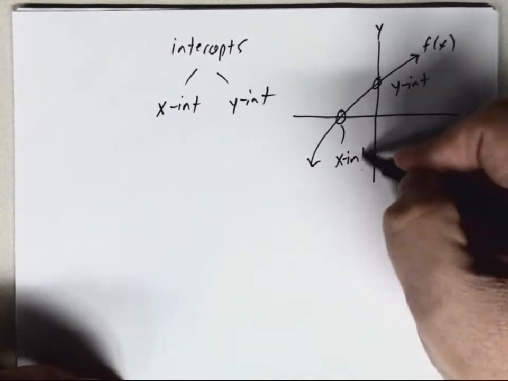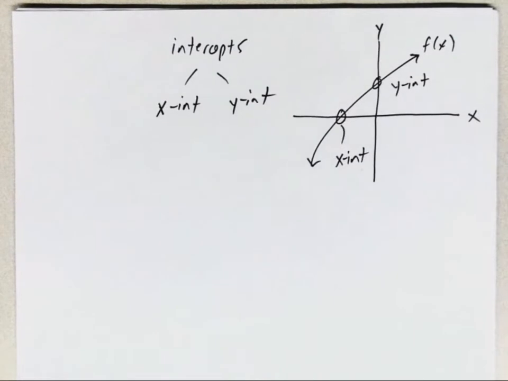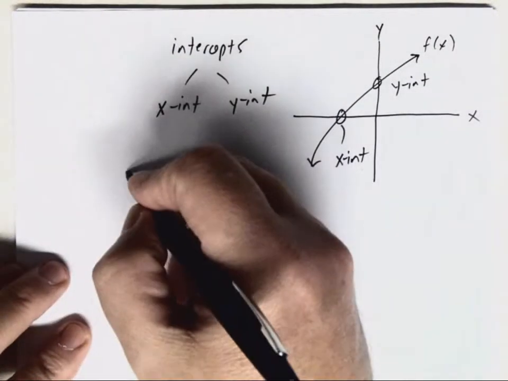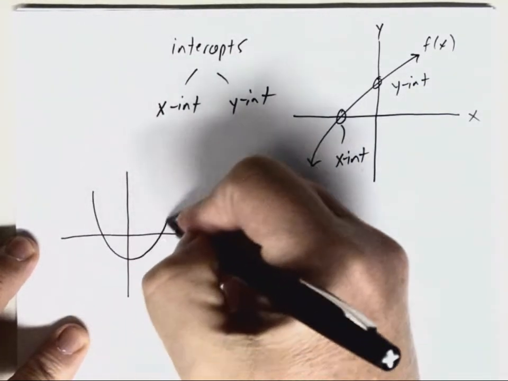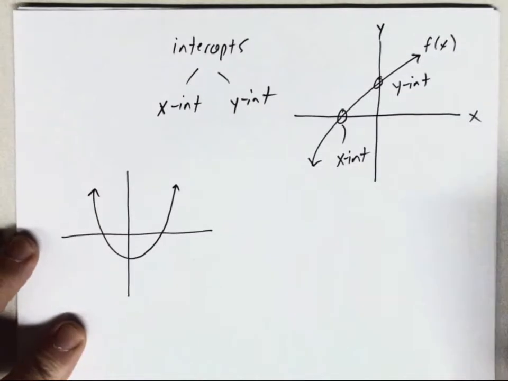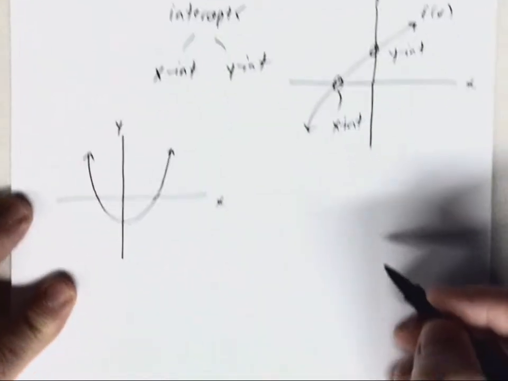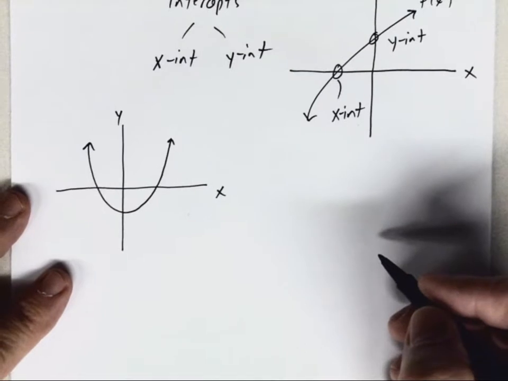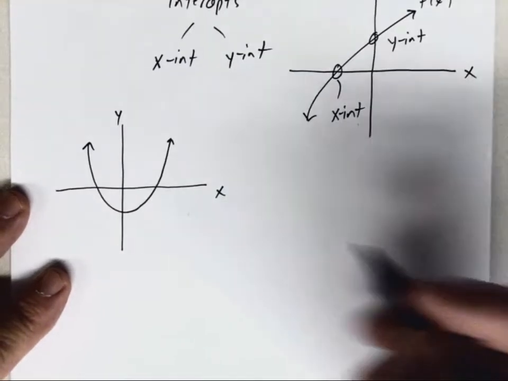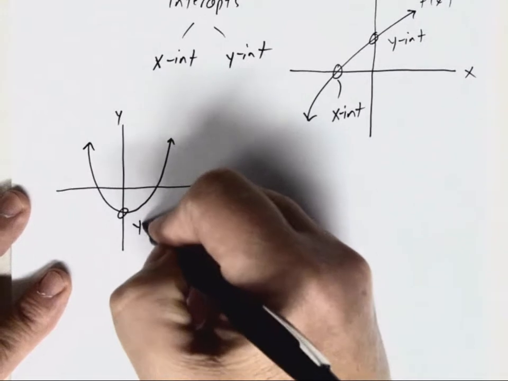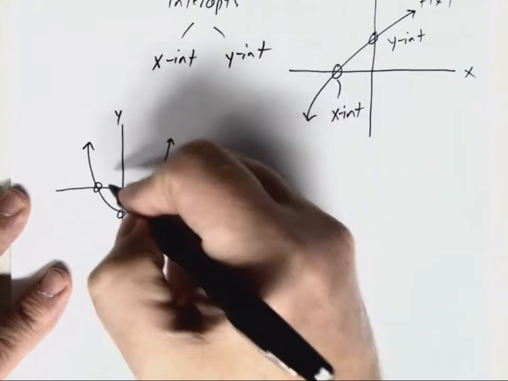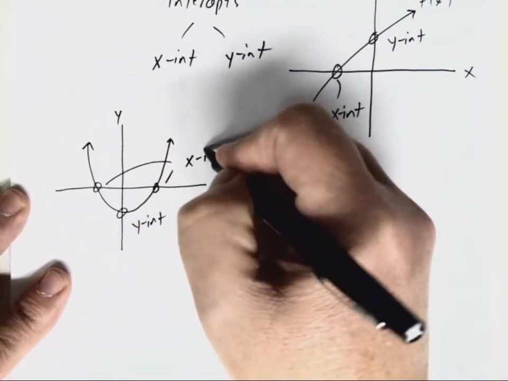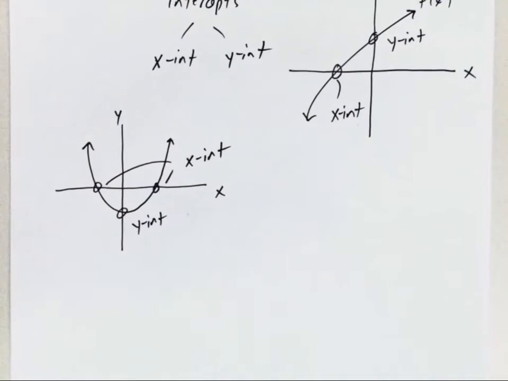Here, the graph crosses or intersects the x-axis, therefore that's the x-intercept. You may have a parabola. If you were to look at this and you were told to point out the intercepts, you actually would have a y-intercept right here, and you would have two x-intercepts because the graph crosses the x-axis in two places.